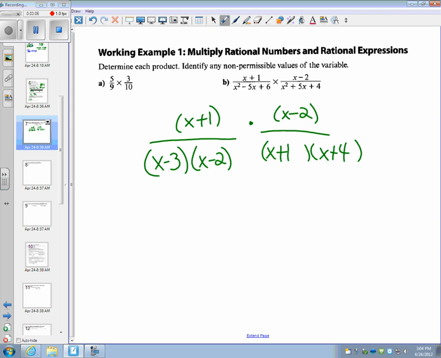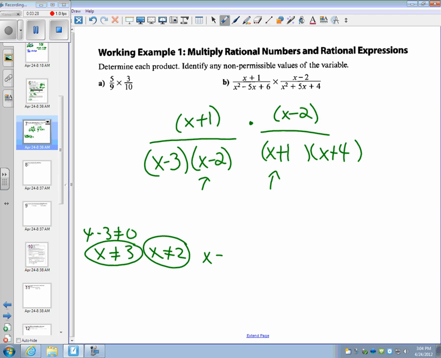Okay? Before I do any canceling out, I have to do my non-permissible values. So I say x minus 3 cannot be 0. x cannot be 3. And you're going to get good at these so you don't actually have to switch the sides over. So in this case, x could not be 2. In this case, x could not be -1 because we'd get 0. And finally, x could not be -4. So there's my non-permissible values.